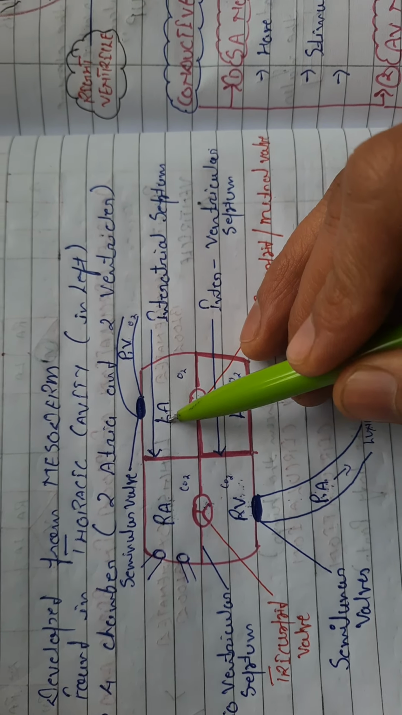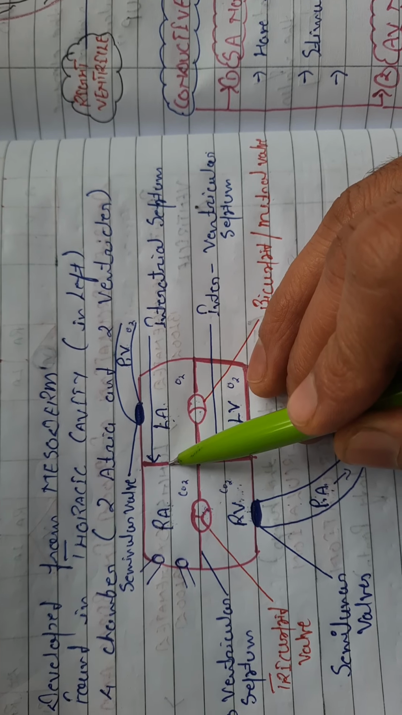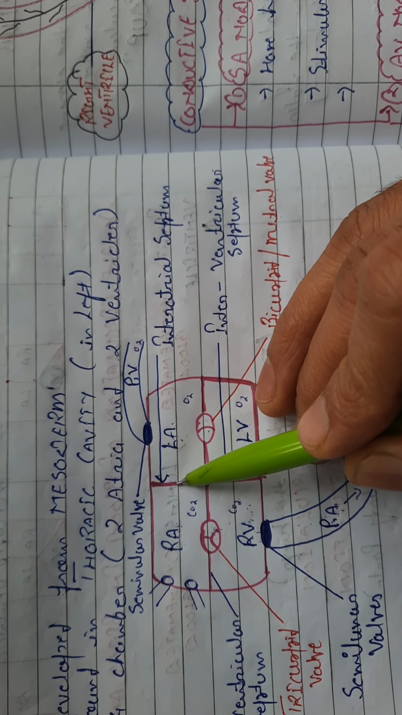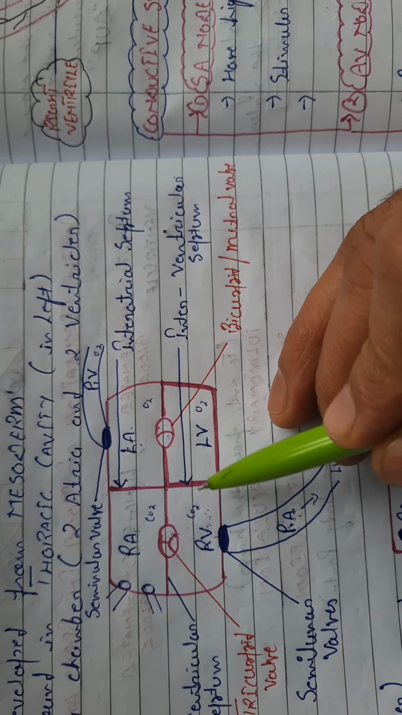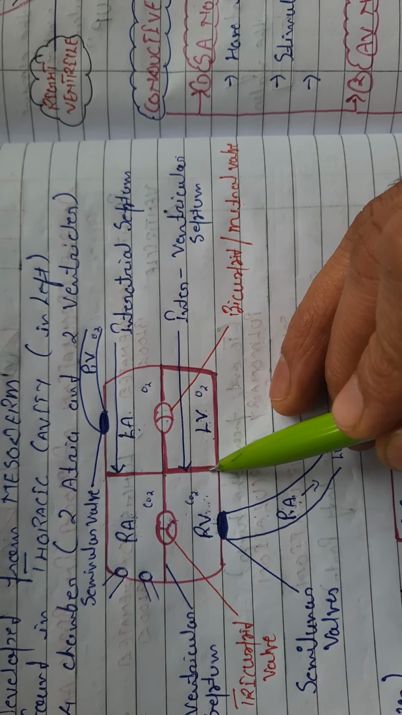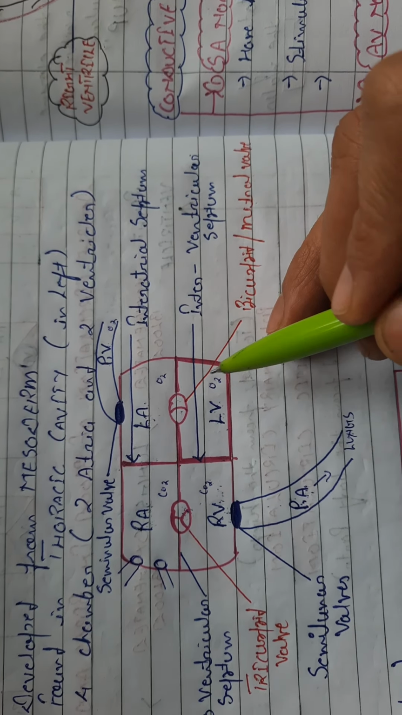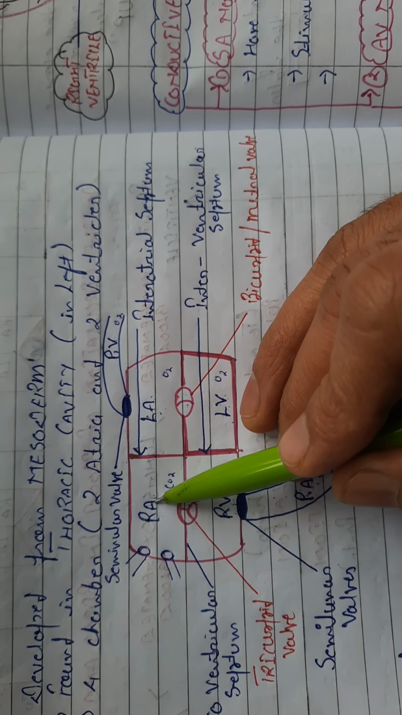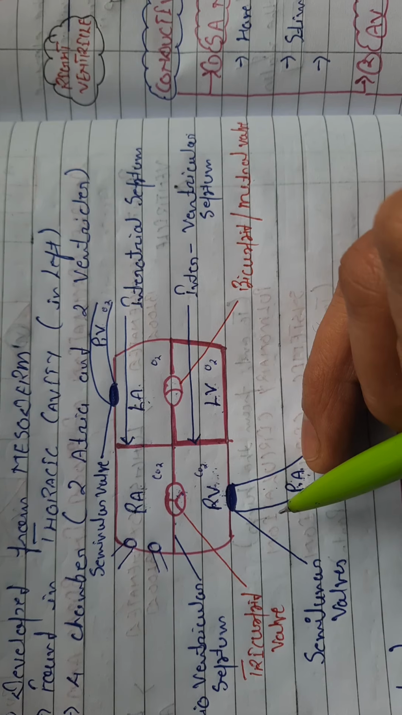Clear? Between the left atrium and the right atrium there is a wall which is known as the interauricular septum. Clear? After that, between the right ventricle and the left ventricle, there is another wall which is known as the interventricular septum. After that, there is another wall between the atria and the ventricles. This is known as the atrioventricular septum.